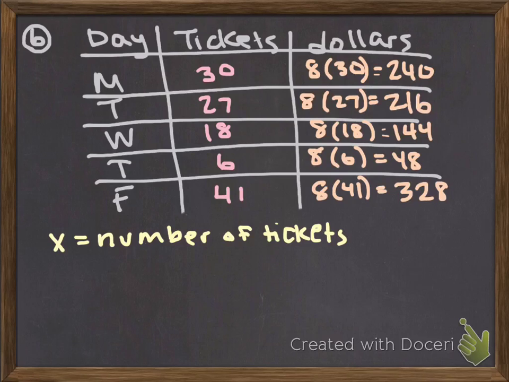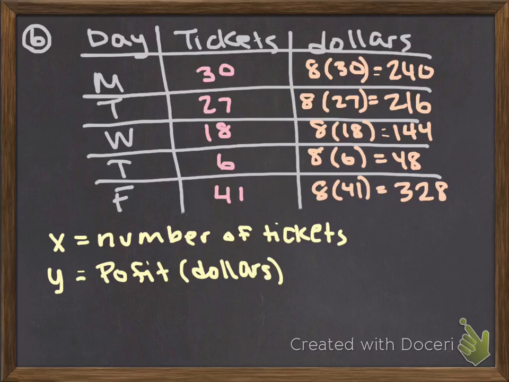Then it asks you to write an equation. So first you have to define your variables. Well, x equals the number of tickets, and y equals the profit in dollars. And you could have chosen any letter you wanted, T, D, P, S, all kinds of variables here. But you have to tell me what the variables represent before you write your equation.